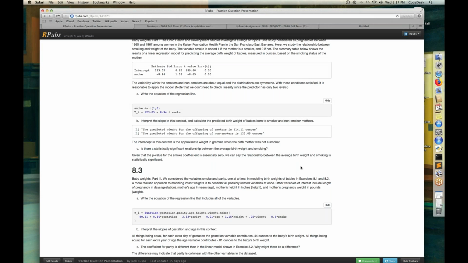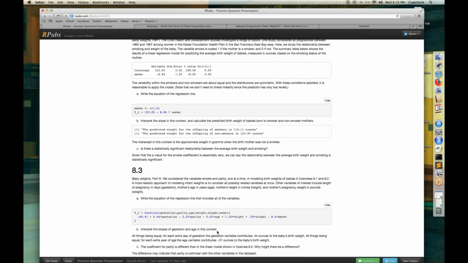So in part 1, we considered variables smoke and parity one at a time in modeling birth weights of babies in exercises 1 and 2. A more realistic approach is modeling infant weights to consider all the possible variables at once. Other variables of interest include length. I'm not going to iterate through all of them. Quite simply, the question was to write the equation of the regression line that included all the variables. I built this function here.